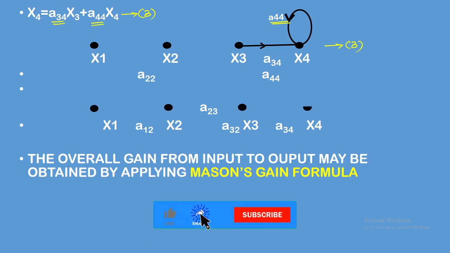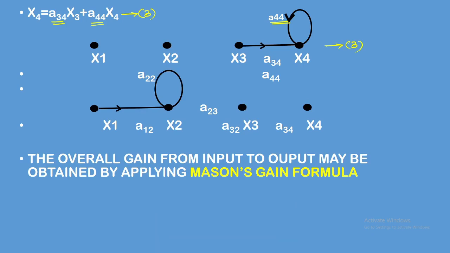You can draw a single graph. You see x1, x2, this is the first equation; the entire first equation will be represented like this. After that, the second equation will be only one branch. After that, the third will be like this. So we combine all these to construct the entire signal flow graph for the given algebraic equations. The overall gain, the transfer function, you can find by using Mason's gain formula.